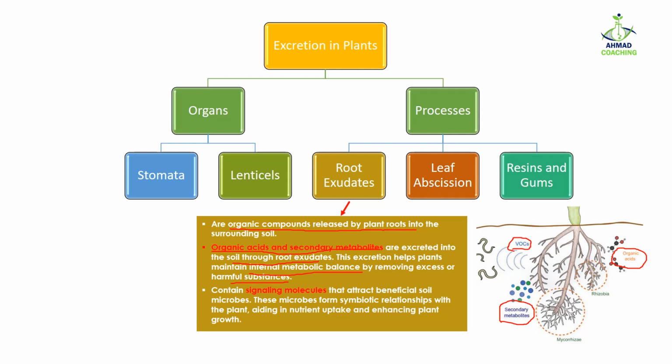They are also removed into the soil, because these compounds act as signaling molecules. So what they are going to do is attract the beneficial soil microbes, which might include fungi or rhizobia, and they are going to form a symbiotic relationship with the plants, in turn helping the plants in nutrient uptake as well as enhancing their growth. So this is how this excretion process is actually involved in the growth of plants.